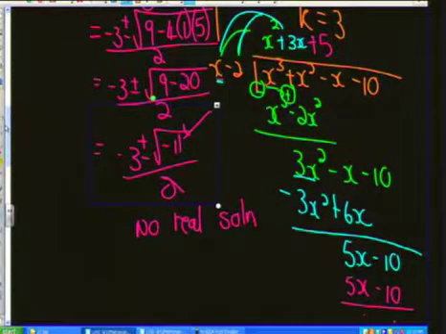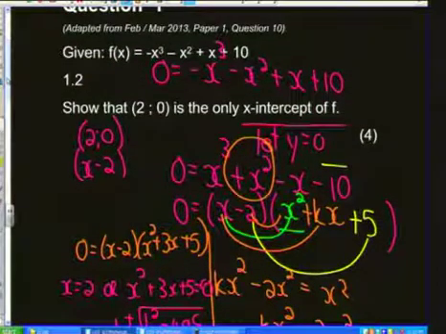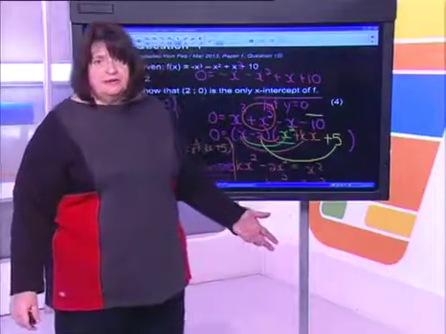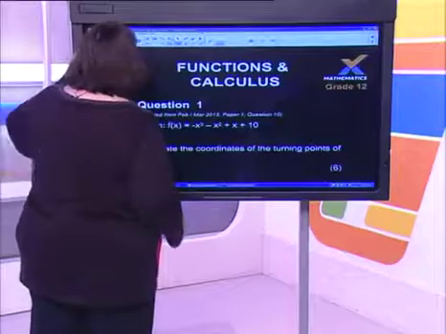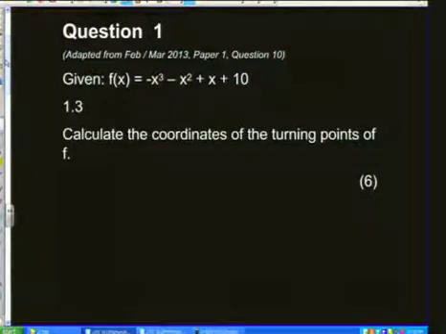So we can now safely go back to the question and say, have we shown that this is the only x-intercept? Yes, it's the only real x-intercept. That's quite right. Okay, let's go to the next question. Right, this one says, calculate the coordinates of the turning points of f.